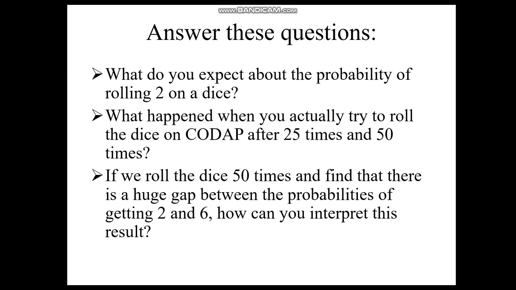And please answer these questions. What do you expect about the probability of rolling 2 on a dice? What happened when you actually tried to roll the dice on CODAP after 25 times and 50 times? If we roll the dice 50 times and find that there is a huge gap between the probabilities of getting 2 and 6, how can you interpret this result?